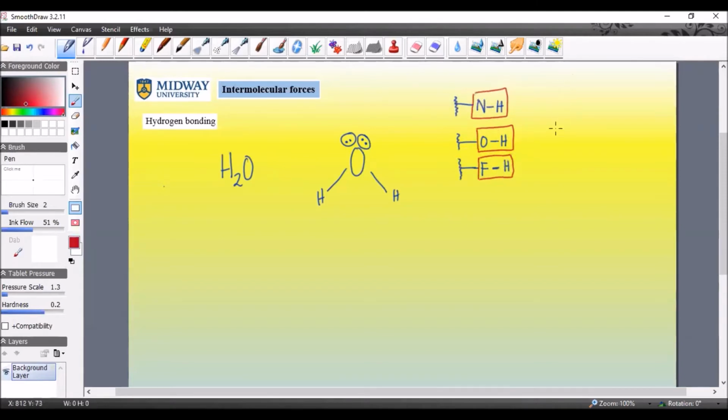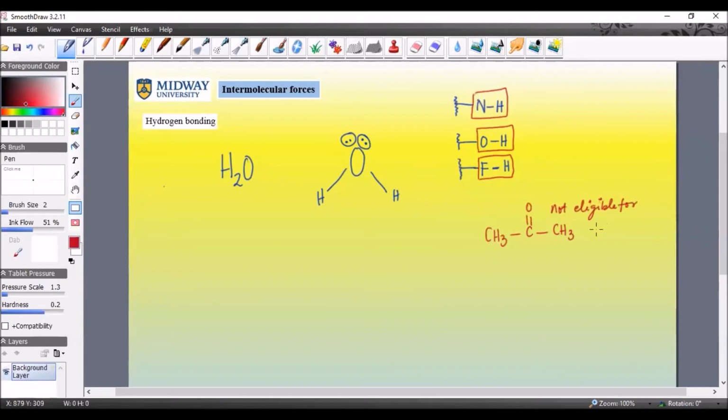For instance, let's say I have acetone, which is commonly used in lipsticks and nail polish and stuff like that. Does this compound contain oxygen and a hydrogen? You sure bet. But is the hydrogen attached directly to the oxygen? No. So this compound is not eligible for hydrogen bonding.